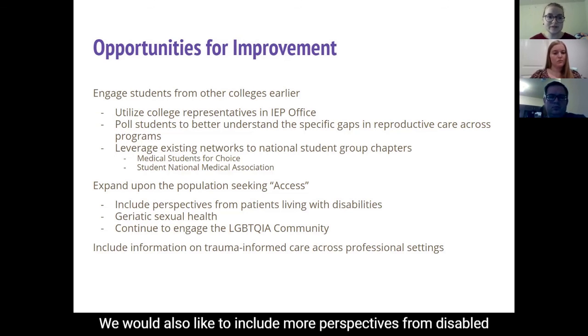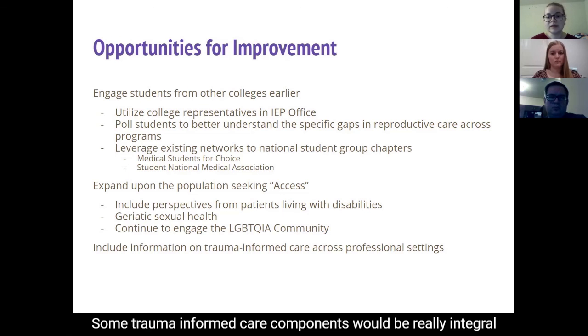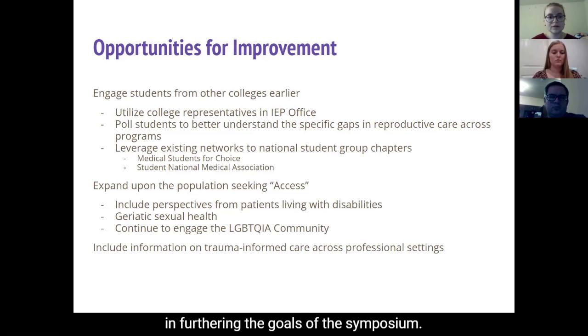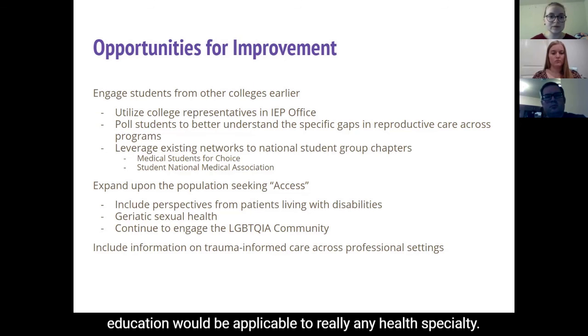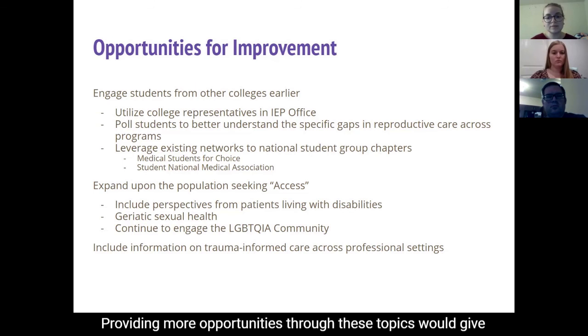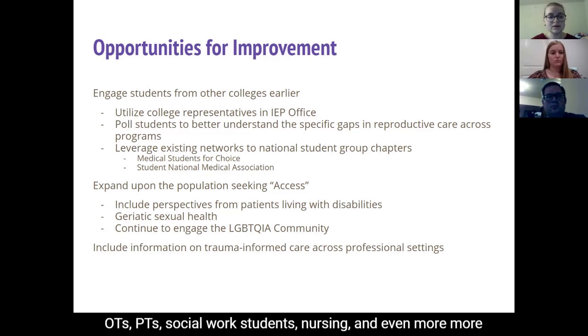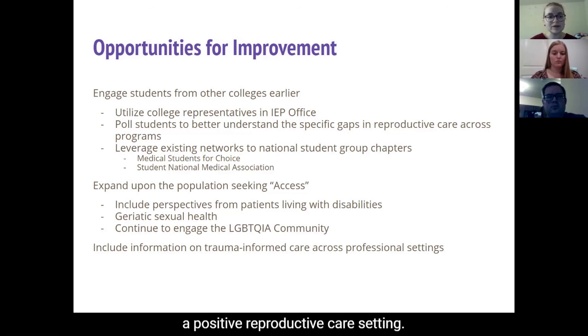We would also like to include more perspectives from disabled patients and the geriatric population. These groups are often left out of reproductive and sexual health conversations. Including some trauma-informed care components would be really integral in furthering the goals of the symposium. Trauma is unfortunately really common, and this sort of education would be applicable to really any health specialty. Providing more opportunities through these topics would give OTs, PTs, social work students, nursing, and even more opportunities to explore their roles in our clinical settings and to really better advocate for all of our patients in a positive reproductive care setting.